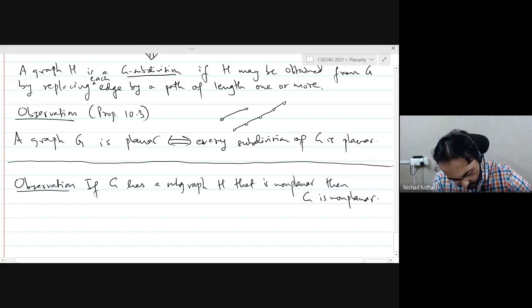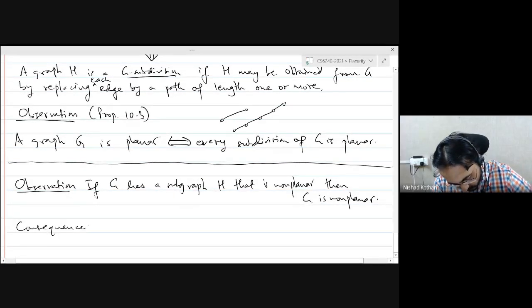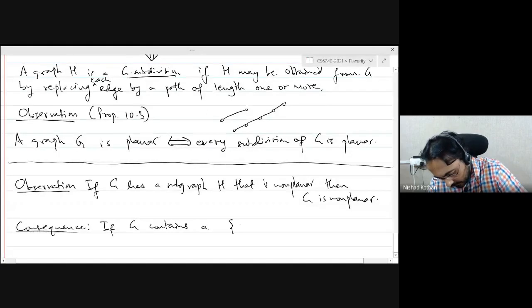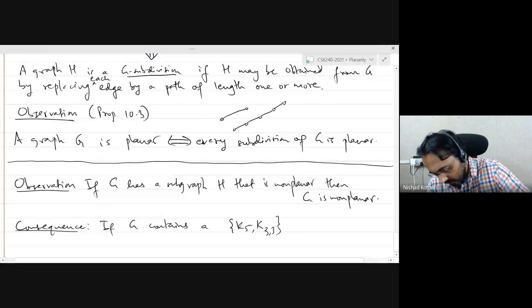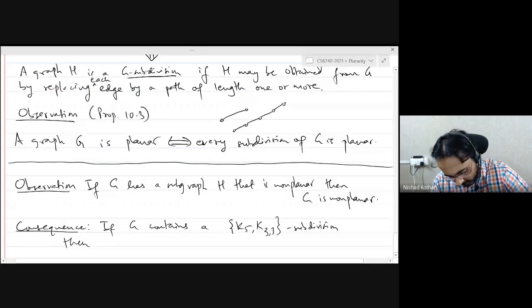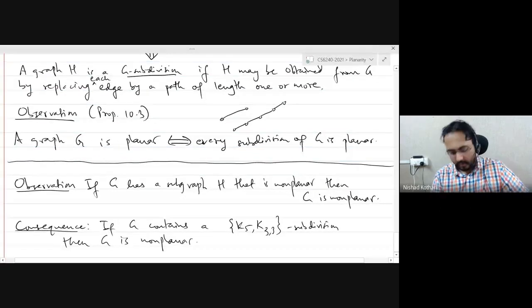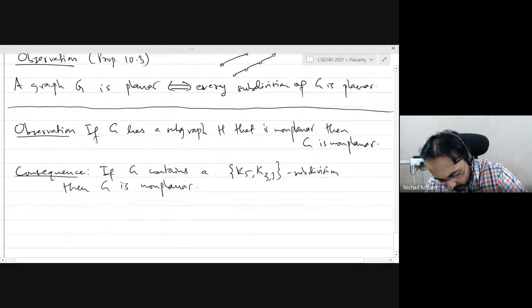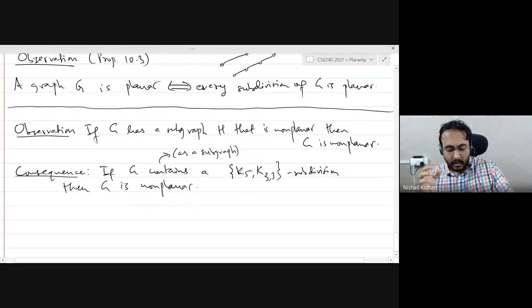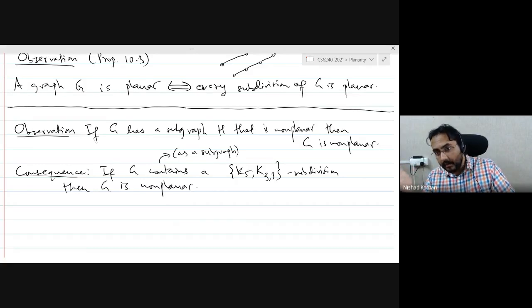Right. So let's put that down. If G contains a K5 or K33 subdivision, then G is non-planar. Okay, so what exactly do I mean here? Contains means as a subgraph. Okay, one way to relate this to something you already know is if G contains an odd cycle, then G is non-bipartite, right? That's the first theorem we started this course with. So you can think of this in that same spirit, but of course it's much more complex.